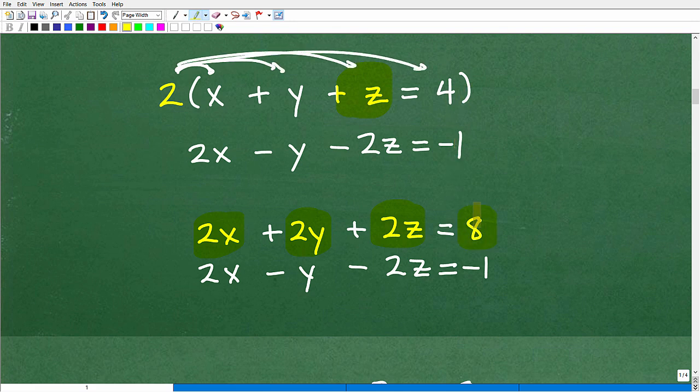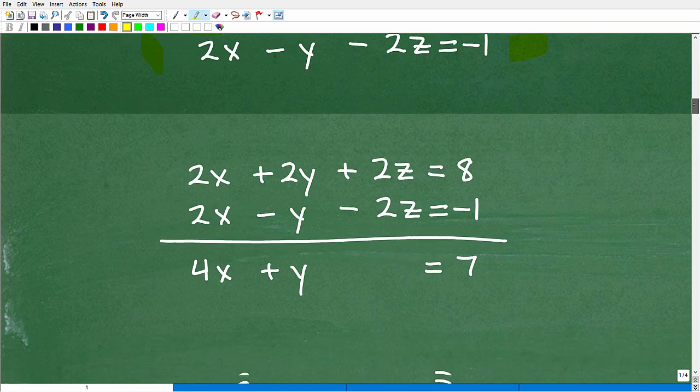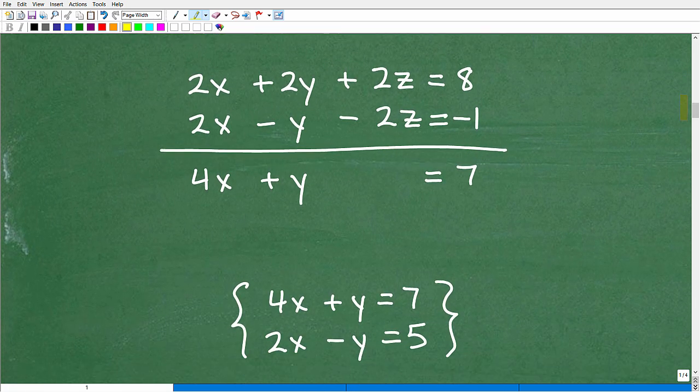Okay, plus or equals 8. Now I have 2x minus y minus 2z equals negative 1. Now I can combine these two equations and the z will go away. All right, so here's our two equations. Let's go ahead and combine.